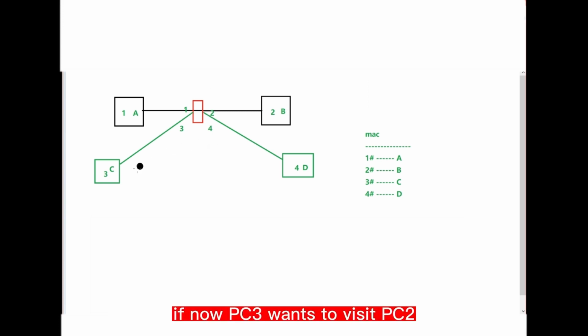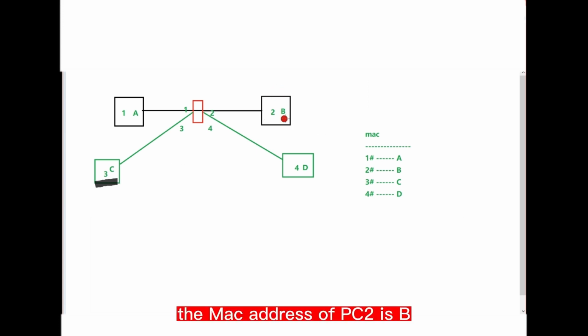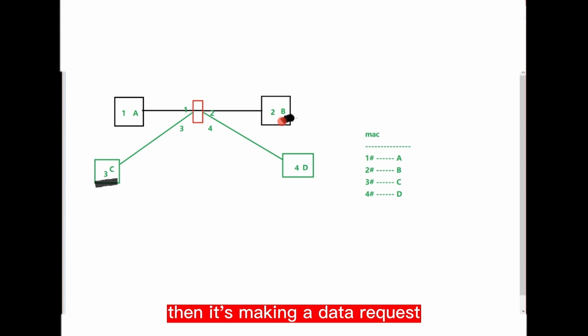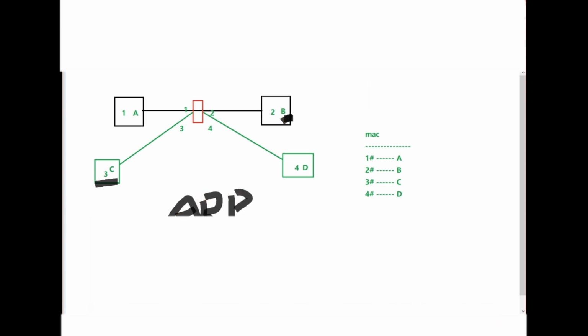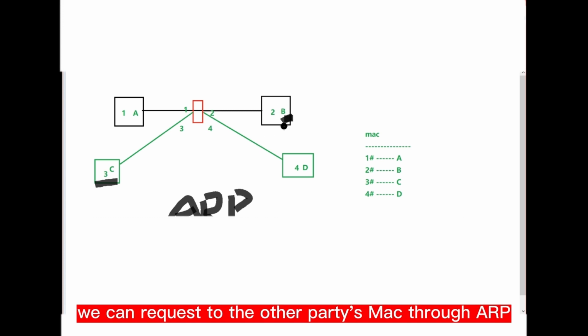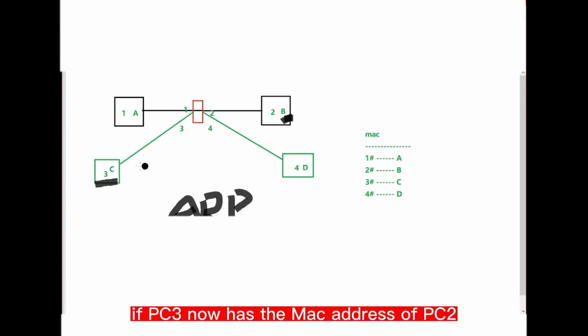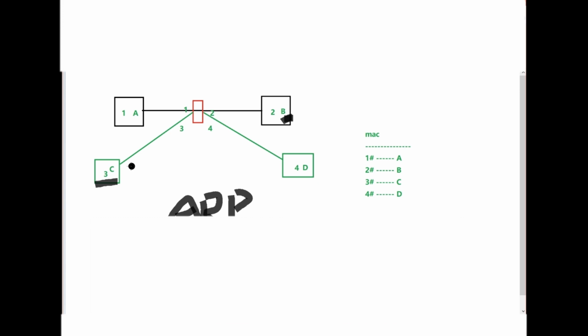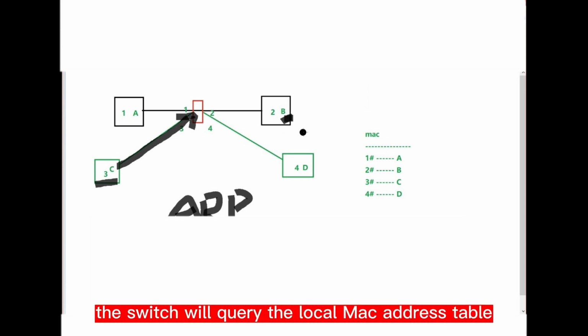If now PC3 wants to visit PC2, the MAC address of PC2 is B. Then it makes a data request. Do you still remember the ARP we learned before? We can request the other party's MAC through ARP and complete data encapsulation. If PC3 now has the MAC address of PC2, it sends data to the switch. The switch sees that its destination MAC is B. The switch will query the local MAC address table.